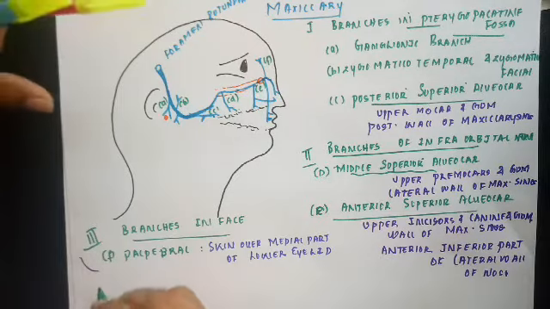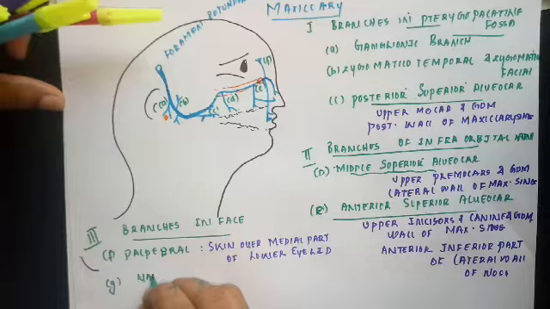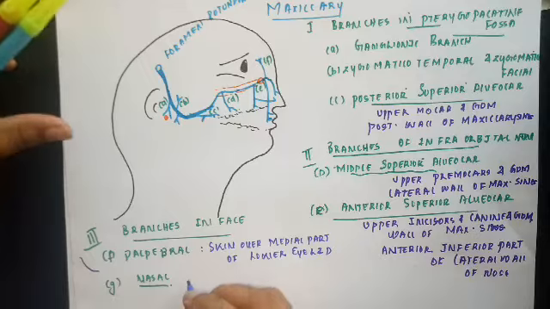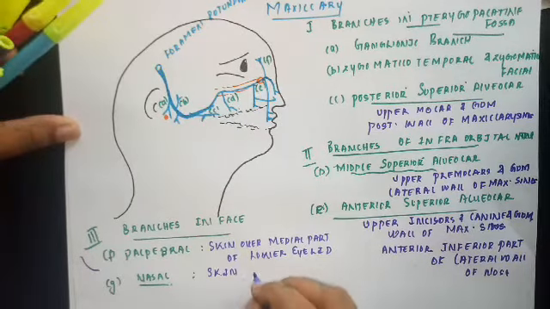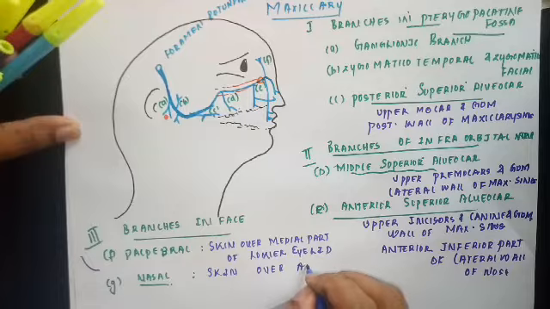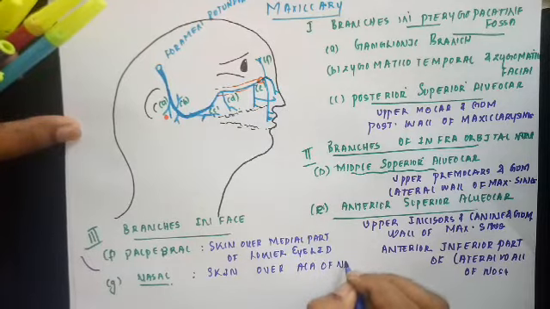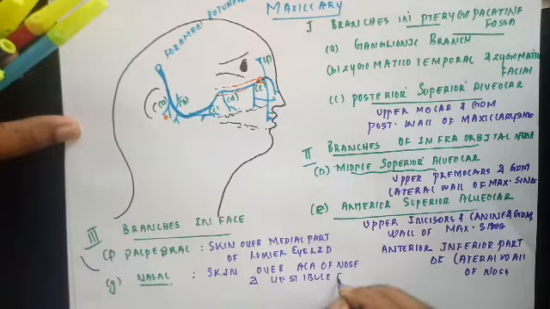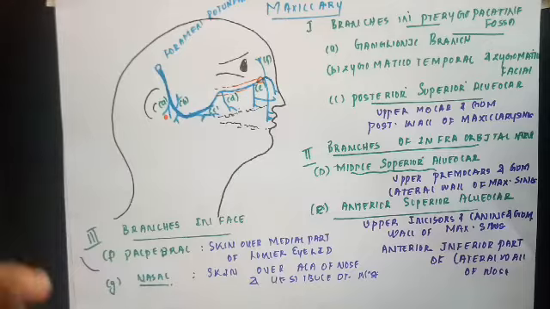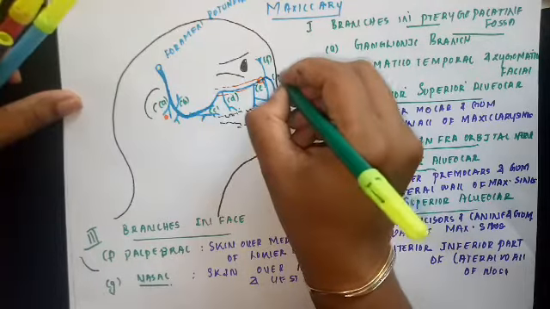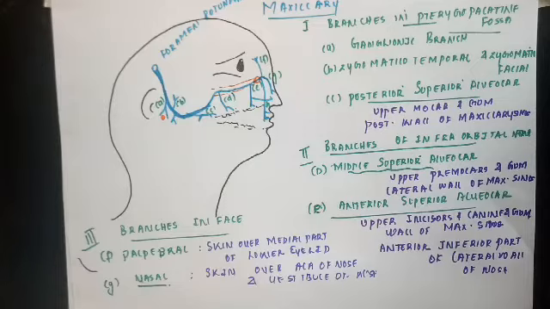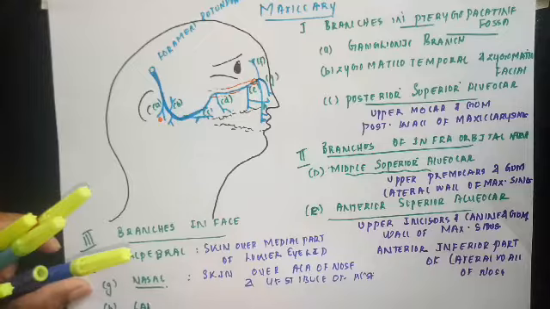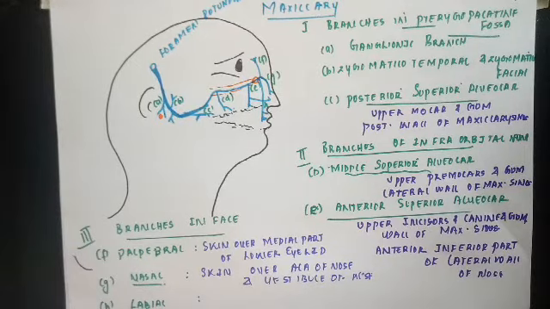There is a nasal branch, labeled as G, which supplies the skin over the ala of the nose and the vestibule of the nose. The next branch is the labial branch, which supplies the skin over the upper lip.